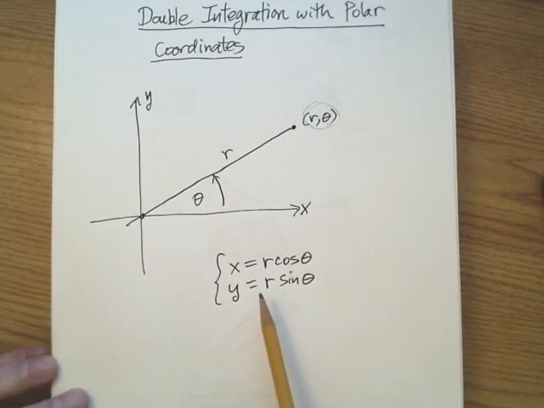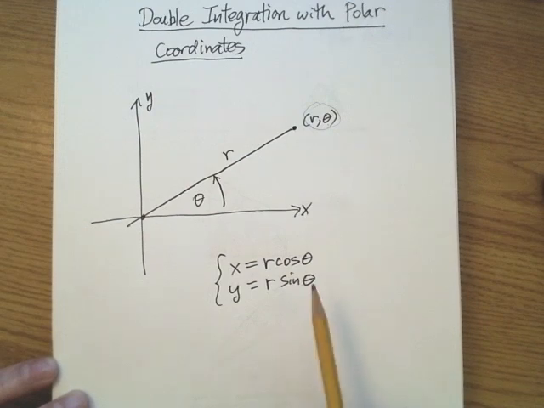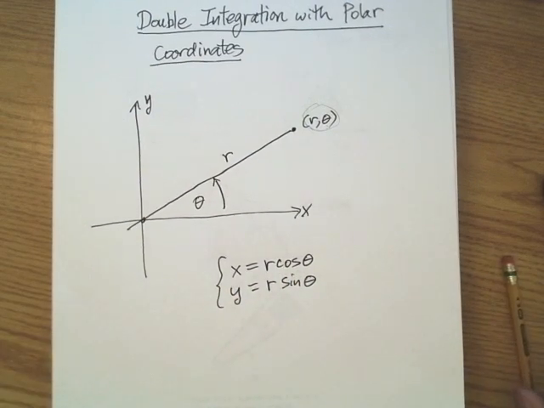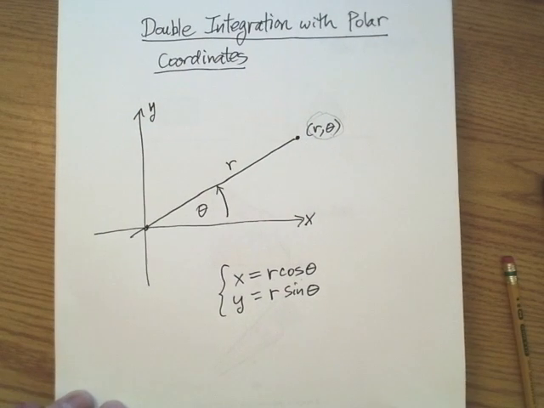One thing we do have to remember is some of our basic trigonometry. Do you remember this from Calc 1? X equals r cosine theta, y equals r sine theta. This allows a conversion from polar coordinates into Cartesian coordinates.